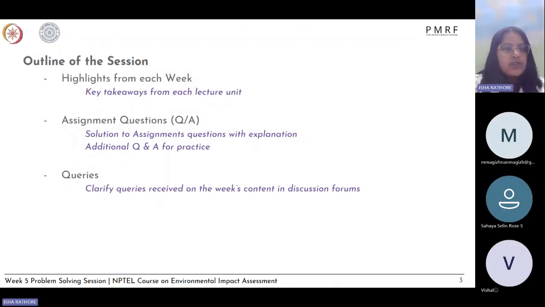So the outline of the session is that we are first going to look at the highlights from this week. So we are going to look at the key takeaways from each of the lecture units which were covered in this week. Then we will look at assignment questions with their solutions and explanations on why those are the answers. And we will also look at week 4 assignment problems because the deadline for the same has passed. We can now review the assignment problems and go over the solutions for each of those questions. Lastly, if we received any queries from you throughout this week based on this week's content, we will also clarify those queries, if we received any, in the discussion forums.